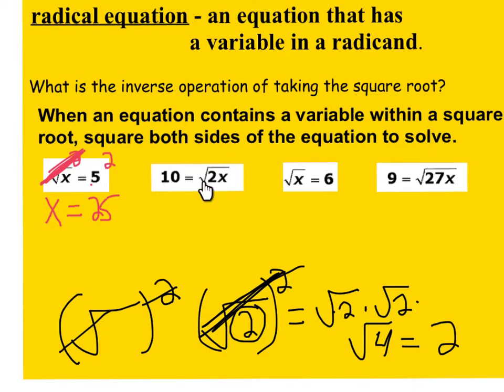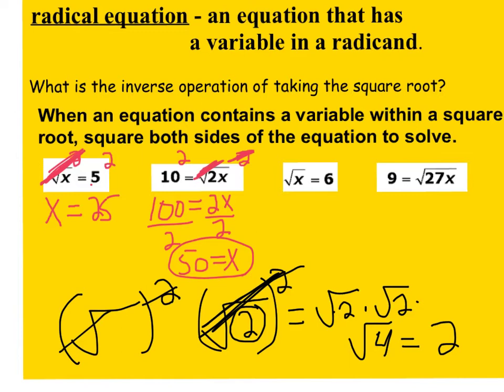Here, the square root is by itself, so I'm going to square both sides to keep it balanced. This square will cancel the square root. I end up with 100 on this side. And on the right side, the 2x is out of jail. It's free because the square and the square root cancel each other. Well, now all I have to do is railroad tracks, divide both sides by 2, and I get 50 equals x. Done. Okay, next one.